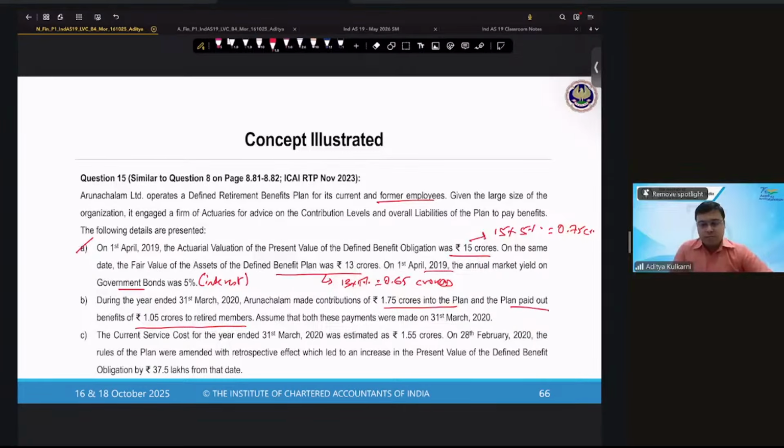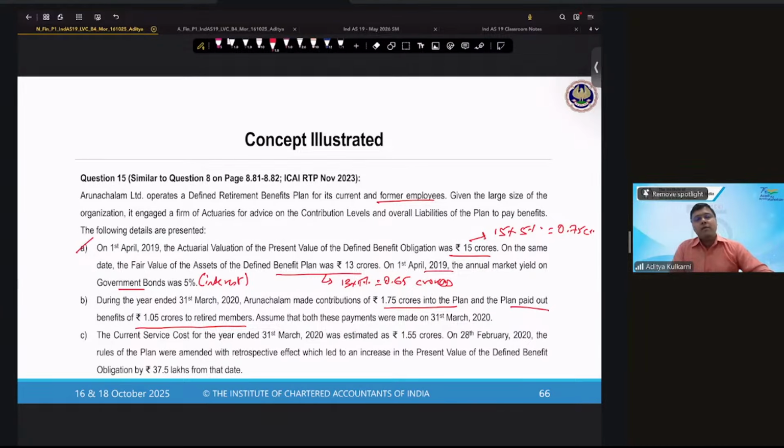The plan paid out 1.05 crores. Where will this go? This will be reduced from the plan assets, and the obligation? Obligation will also reduce by the same amount. Yes, that is important. Both the sides it will go. Plan assets also will drop. Defined obligation also will drop.